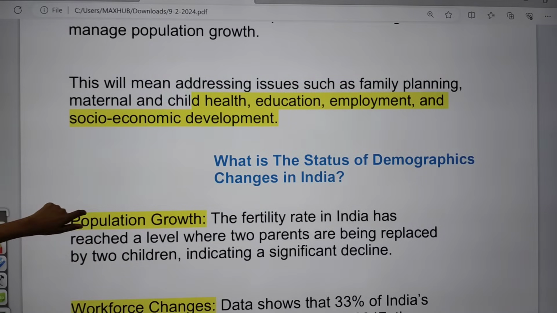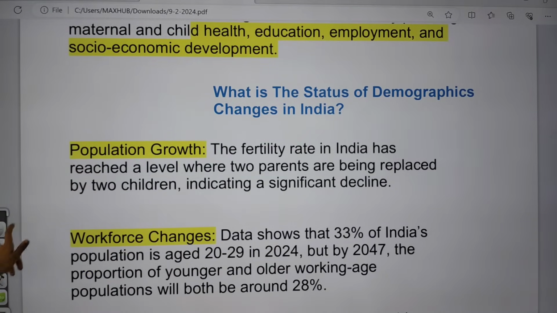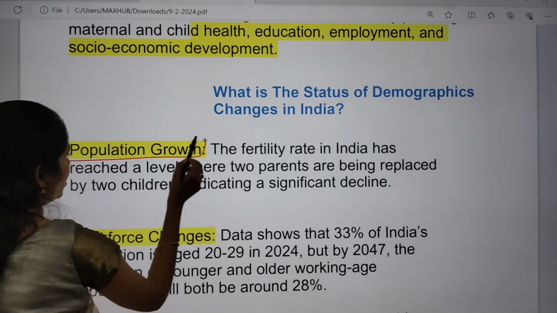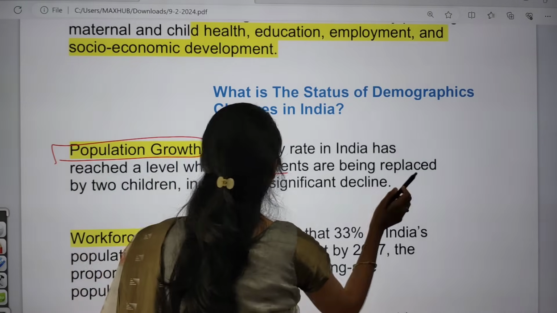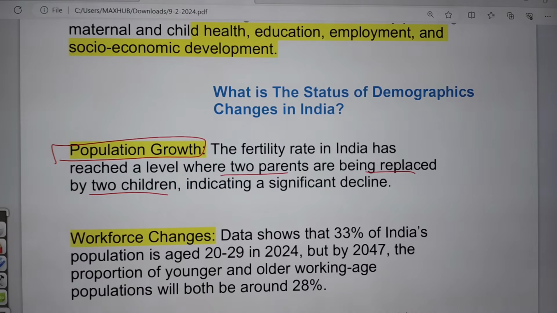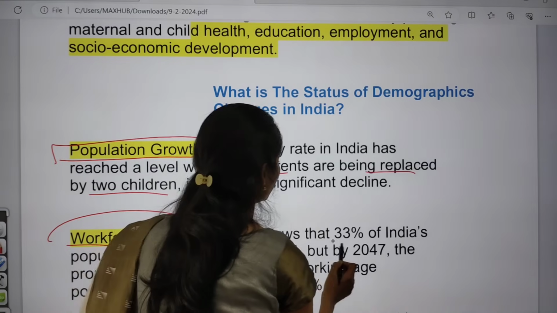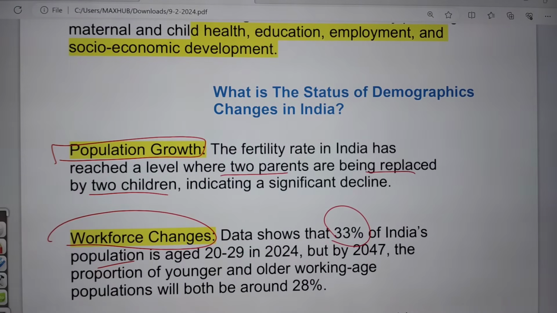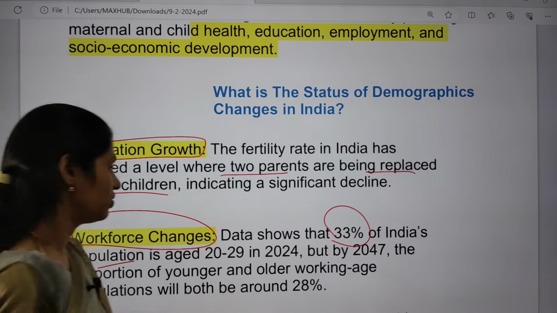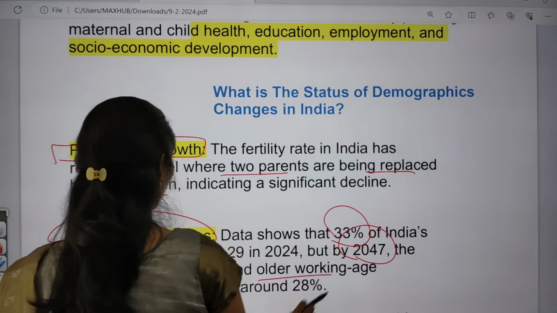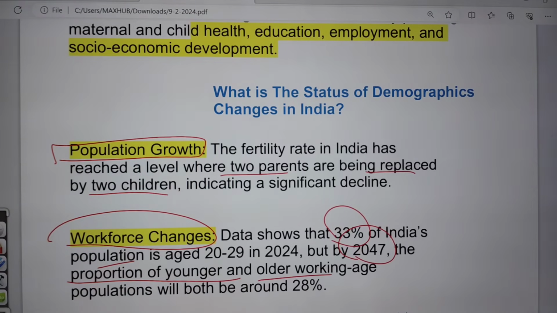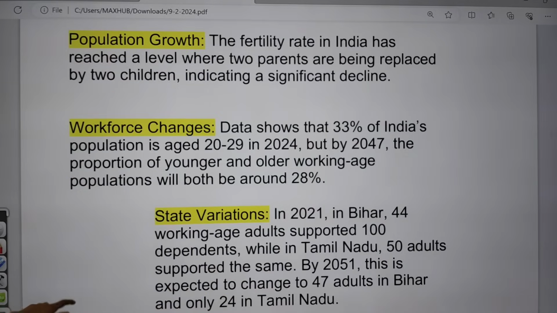If you are talking about the status of demographic changes in India, so talking about population growth, the fertility rate in India has reached the level where 2 parents are being replaced by 2 children. That means there is a significant decline. And next one is workforce changes. Data shows that about 33% of India's population is between 20 to 29 years in 2024, and by 2047 the proportion of the younger working age population will be just 28%. So this is also one important cause of concern.